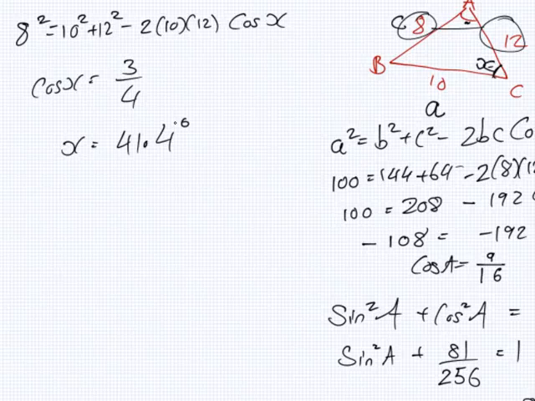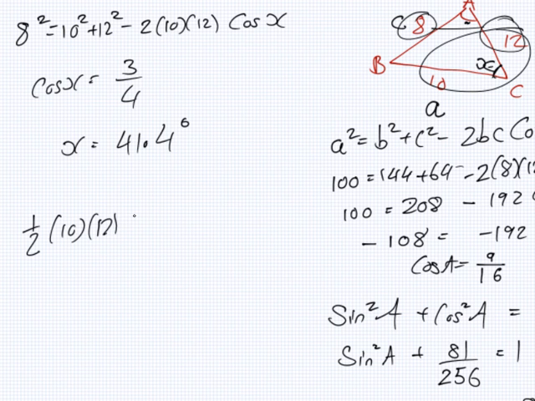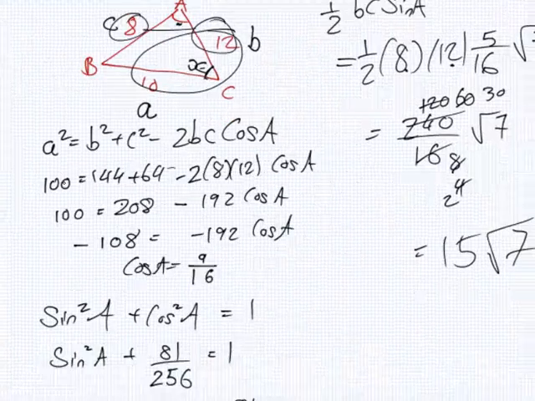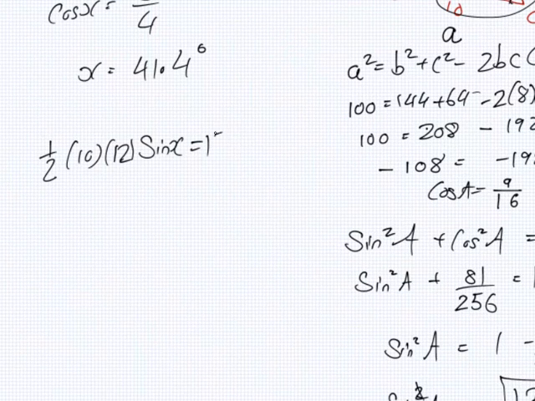Area, yeah. Yes, actually, you could use the area as well. I have a feeling that they probably imagine students using the area here. So you could say a half times 10 times 12 times sine x should equal the area, which we said was 15 root 7. So I just want to check that it gets the same answer. So we have 15 root 7.